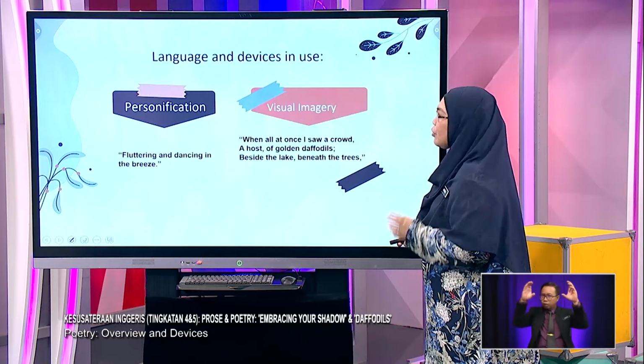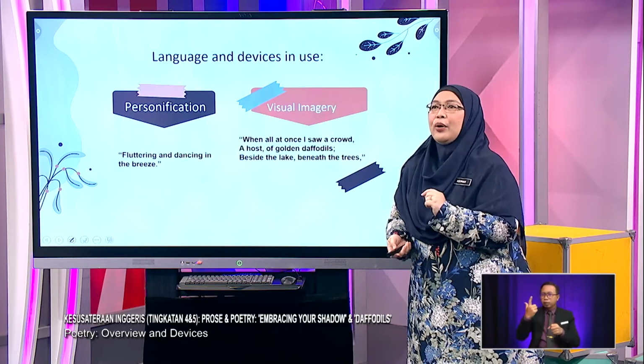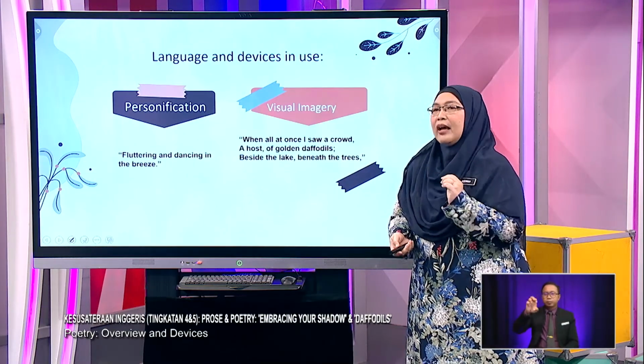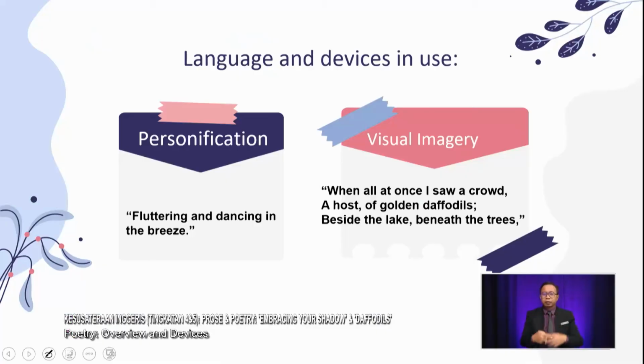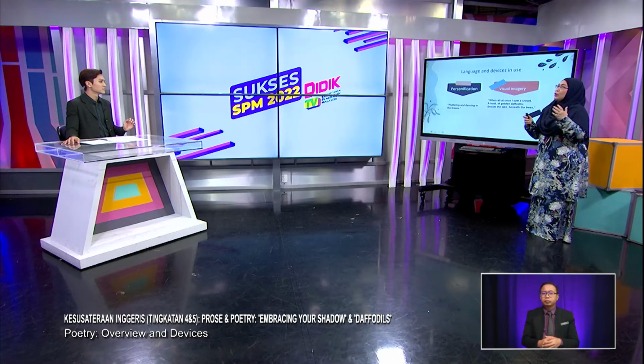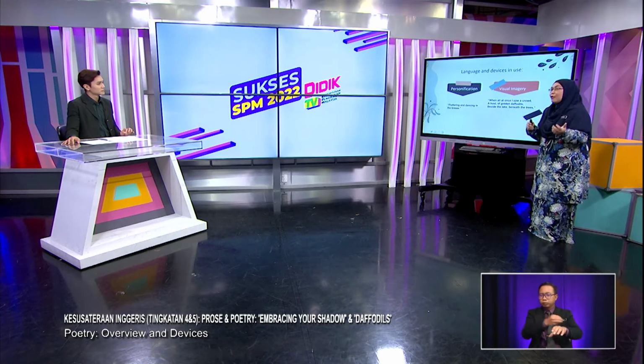Then you have 2 other devices. You have personification, right? What is the example that I have there? Fluttering and dancing in the breeze. Who is dancing in the breeze? The daffodils. So the daffodils there in the poem are being described as though they are actually dancers, dancing along to music and performing for the persona.